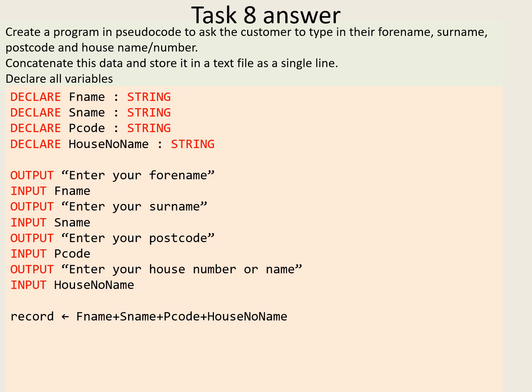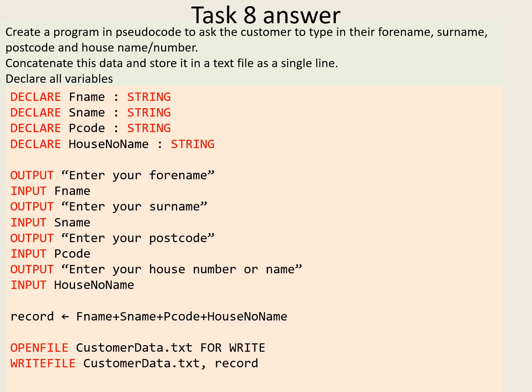All I need to do now is to write record to the file. So let's go ahead and do that using the pseudocode. So open file customer data.txt for write. Then we need to use the write file command. So write file customer data.txt record. So record is the variable that's holding this information. That line of information is going to be written now.